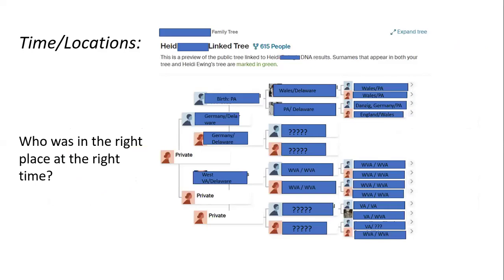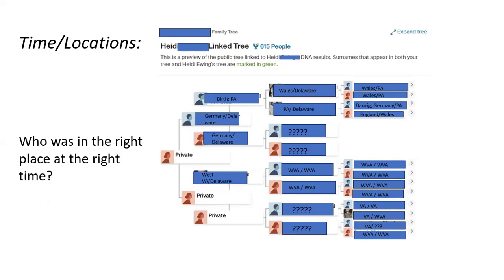Time and location. Who was in the right place at the right time? If her ancestor was born in Wales and ended up in Pennsylvania, and yours was in Virginia and ended up in Illinois, is this likely to be your ancestor? Maybe, maybe not. You've got to look at the genealogical trail. So consider those, especially if you're feeling puzzled. And the smaller the ethnicity estimates, the more likely it's further back.